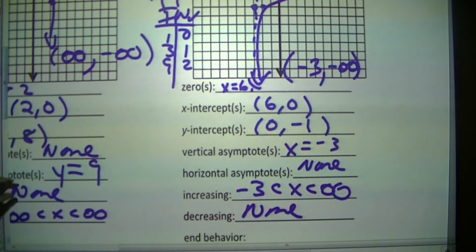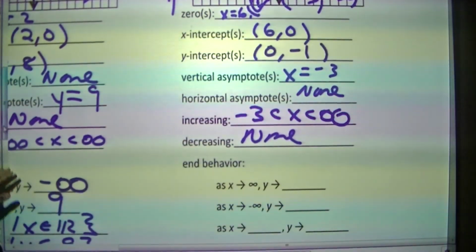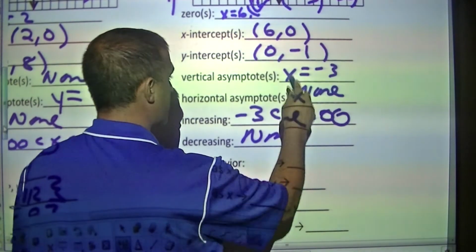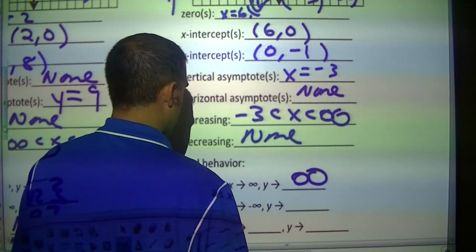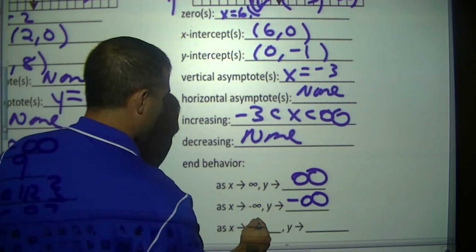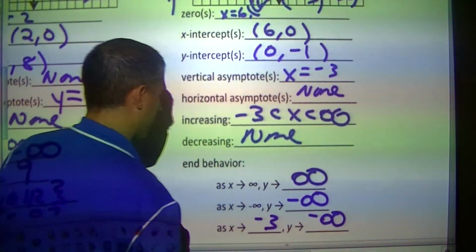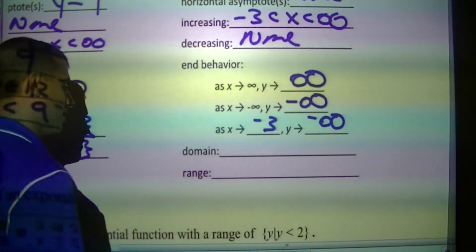The end behavior: as x approaches infinity, we have that as positive. As x approaches negative infinity, it's actually going to be still negative. As x approaches, ironically, -3, it's also going to be negative. So that's that answer there.